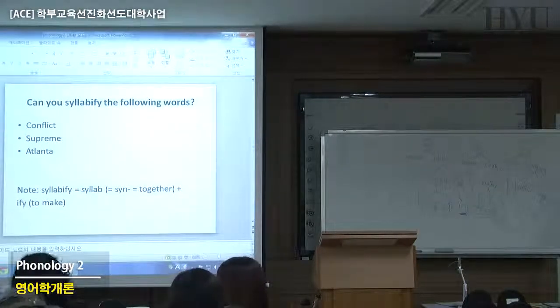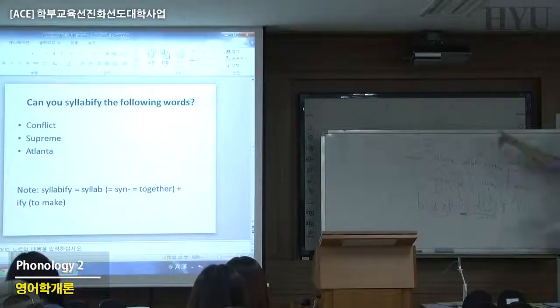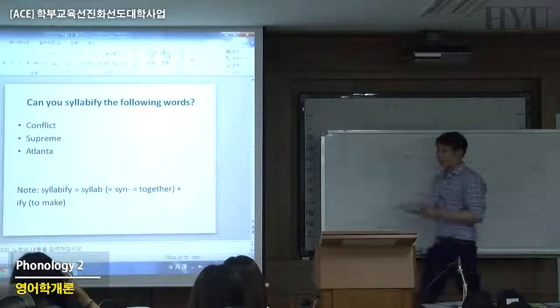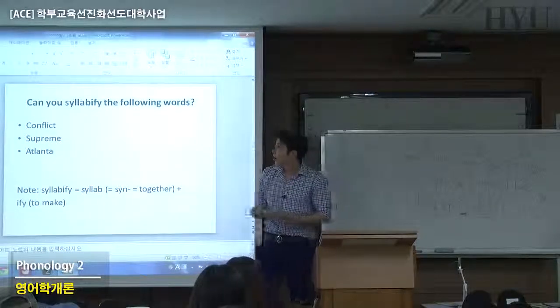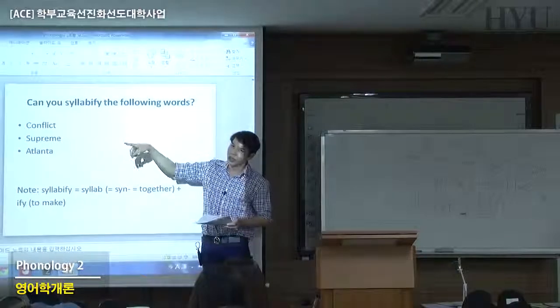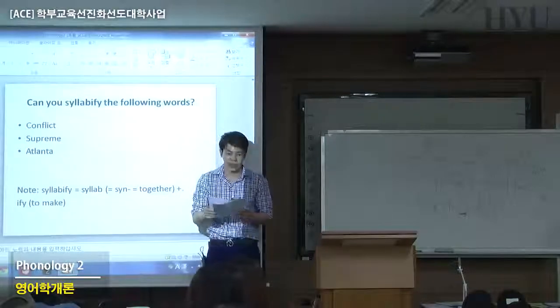Can you draw a syllable tree based on the word conflict? So conflict has 2 syllables. But should the N belong to the first syllable, or should the N be part of the second syllable, like that?